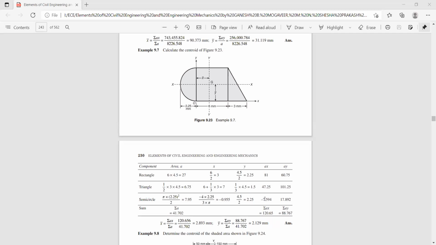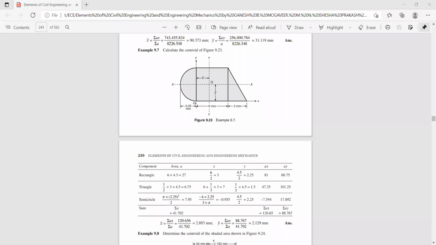So here x bar is equal to A1 x1 plus A2 x2 minus A3 x3 divided by A1 plus A2 minus A3. Similarly, y bar is A1 y1 plus A2 y2 minus A3 y3 divided by A1 plus A2 minus A3. So here the tabulation shows the various values as areas, x1, y1, Ay, Ax. So you can do it like this also. Finally, you'll get the values of x bar and y bar as 2.893 millimeters and 2.129 millimeters. These are the coordinate distances with respect to the x and y axis.